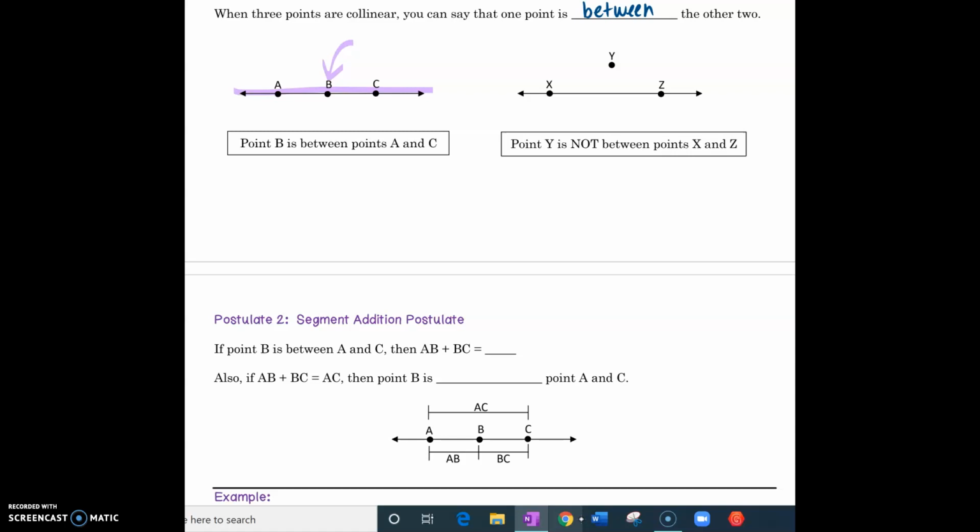In the second example here, the 3 points are not collinear. Only point X and point Z are on the line. So here we cannot say that Y is between X and Z. Point Y is not between X and Z because all 3 points are not collinear.